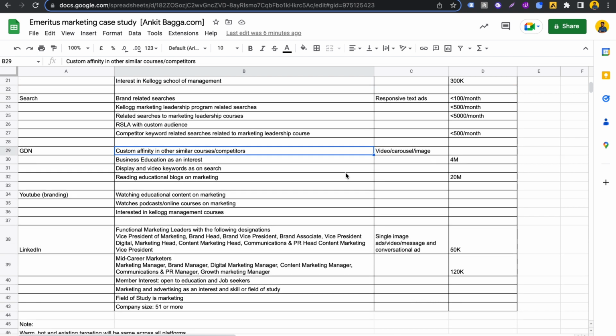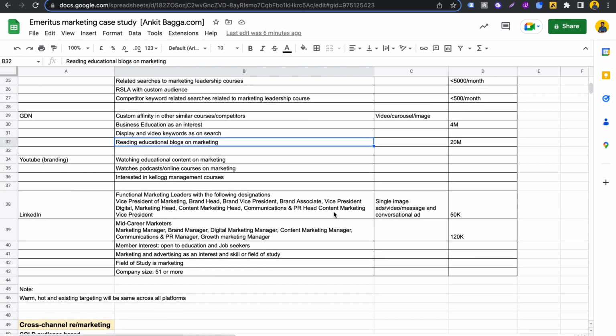On Google Display Network, you could do custom affinity with some of the other similar courses. You could do business education as an interest. You could do display and video keywords as on search, as this is similar to what I was talking about earlier. Then there's people who are reading educational content on marketing. You could target them on display.